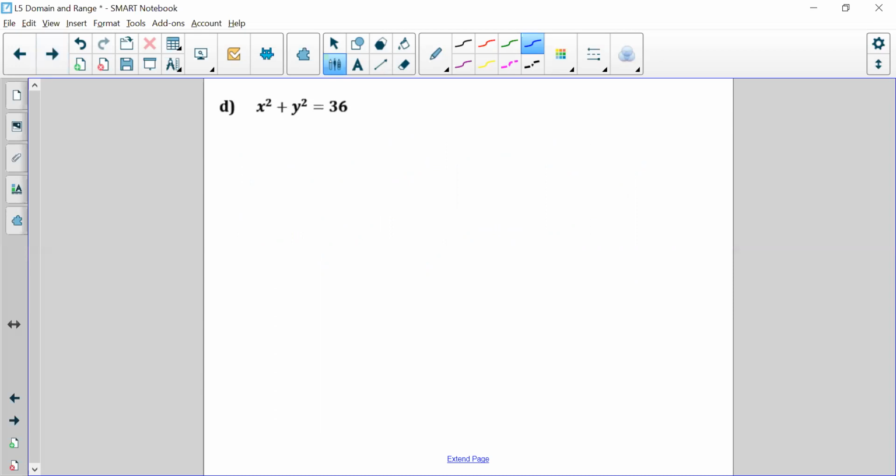Let's try this one. This looks weird. Again, now we have a kind of a different thing we're looking at. x squared plus y squared equals 36.